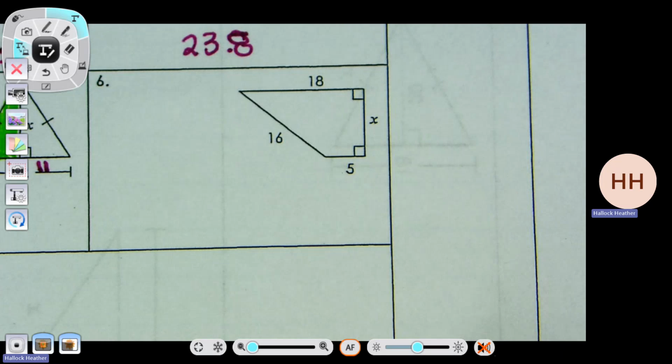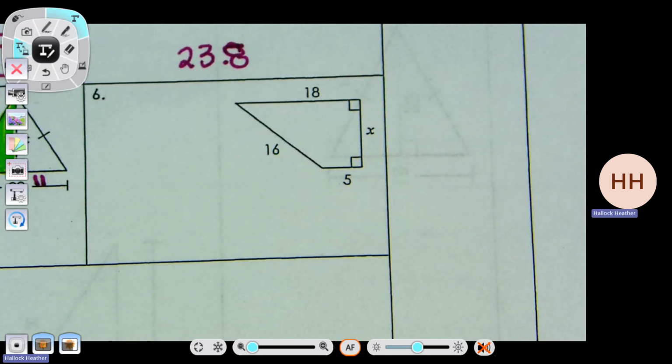Yeah. Huh? For number 6? No. Yeah, you keep going on your own things.